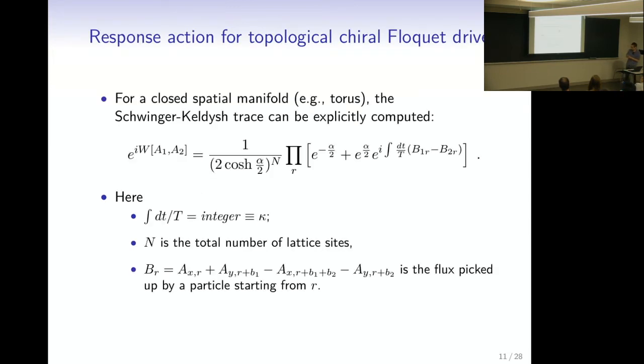So for this chiral Floquet drive, for my choice of background, the effective functional can be explicitly computed, which is not very difficult. Here, I choose the periodicity of the Schwinger-Keldysh contour to be an integer multiple of the Floquet period capital T. So this time integral basically doesn't do anything, it's just an integer. And this B is some sort of flux. Starting from site R, a particle makes a counterclockwise motion that picks up a flux. There are two kinds because there are two gauge fields, so I have a B1 and B2. Alpha is a chemical potential. So this is not very difficult, you can explicitly compute this.